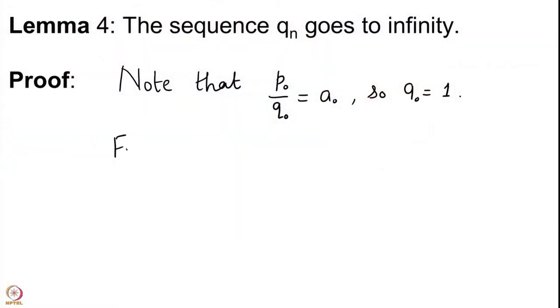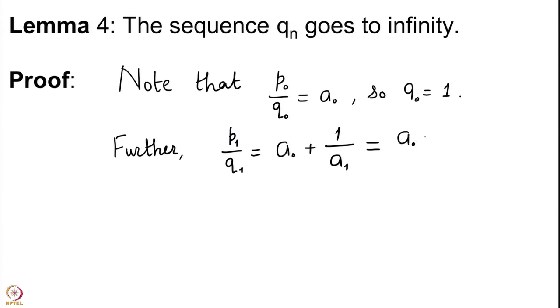Further, P1 by Q1 is A0 plus 1 upon A1. We are going to cut the continued fraction expansion at n equal to 1. So we get this, and let me simplify this: A0 A1 plus 1 upon A1. So Q1 is A1. So my Q0 is 1, Q1 is A1, and then we have the recursion formula.